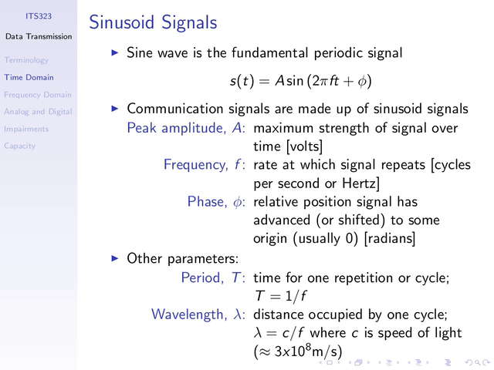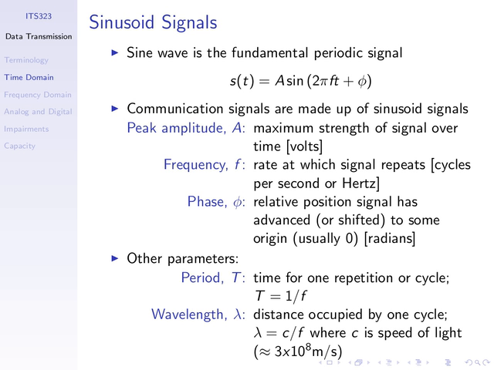The amplitude can be measured in volts, for example. The frequency is measured in hertz. 1 hertz is 1 period or 1 repetition per second. 10 hertz is 10 repetitions every second, or 10 cycles of the signal each second. We'll see some examples of them shortly. And the phase is some offset at which the signal is shifted from some starting point or some origin.